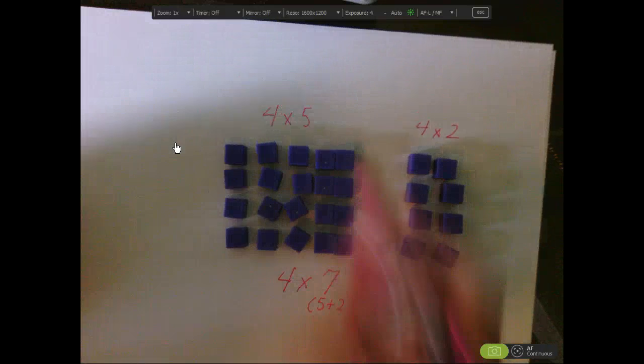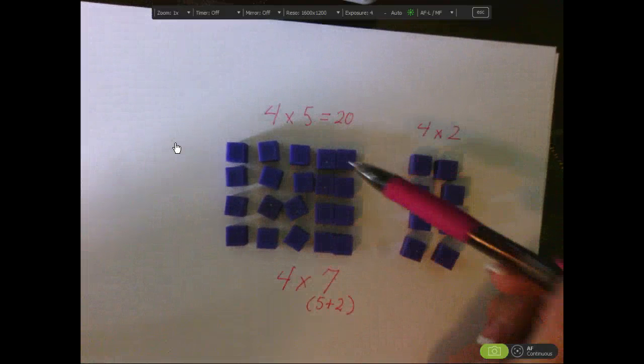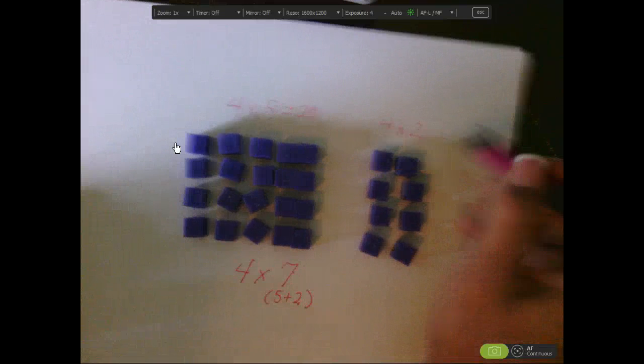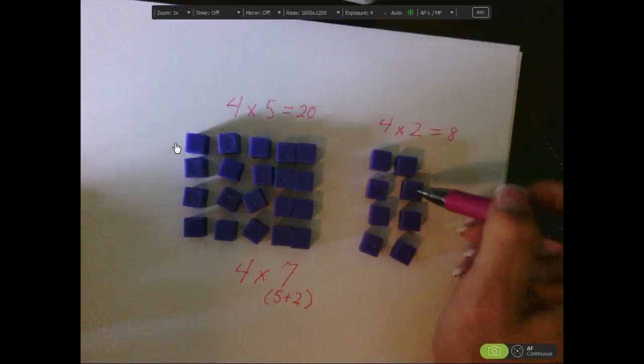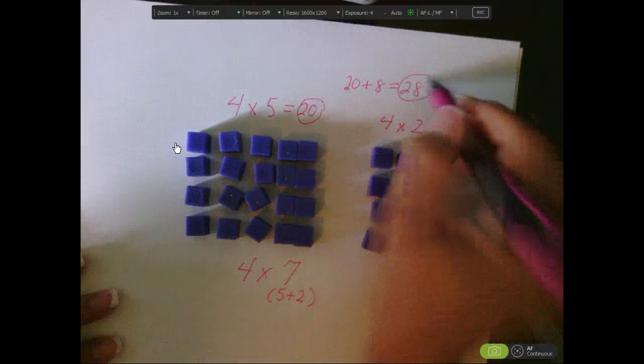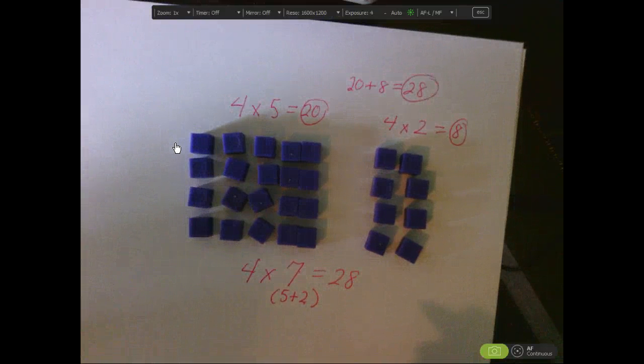So I know that 4 times 5 is 20, and it could be because I know how to skip count: 5, 10, 15, 20. And I know that 4 times 2 is 8: 2, 4, 6, 8. These are my partial products. They are part of the answer. So I need to add 20 plus 8 together to get my final product. So I know that 4 times 7 is 28.